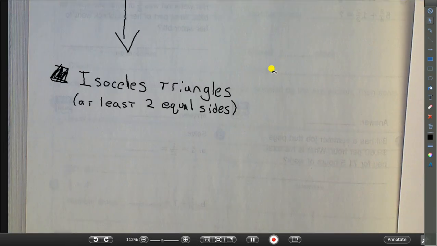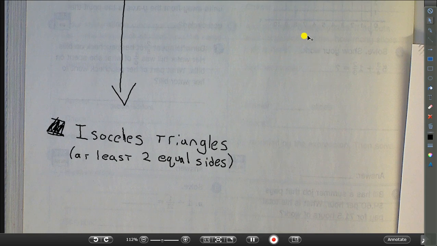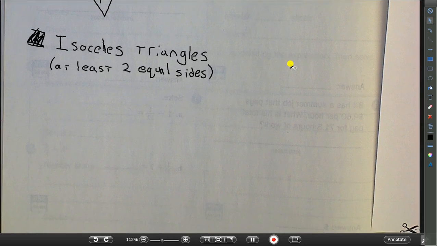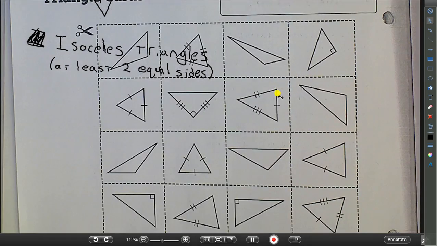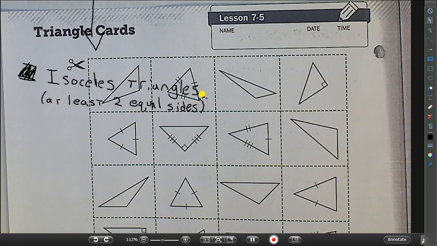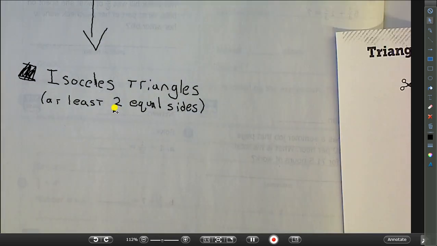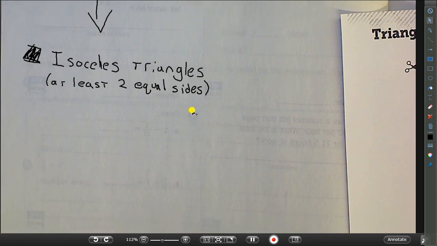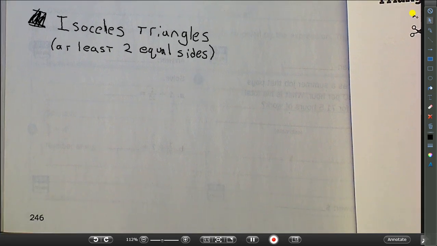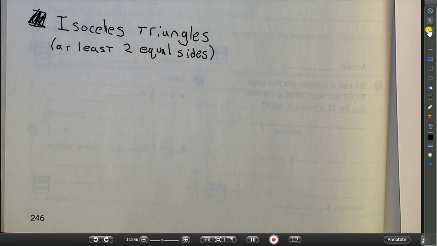They have at least 2 equal sides. So those cards that would have been up here that we just looked at that had at least 2 equal sides, 2 or 3, we would pull them out, and they would now go down here for isosceles triangles. And when we were looking at the triangles, we noticed one other thing. Some of the triangles, not this one, only had 2 equal sides, but some of them had 3 equal sides. So some had more than 2 equal sides. All of their sides were equal. So this is going to be our last subcategory.